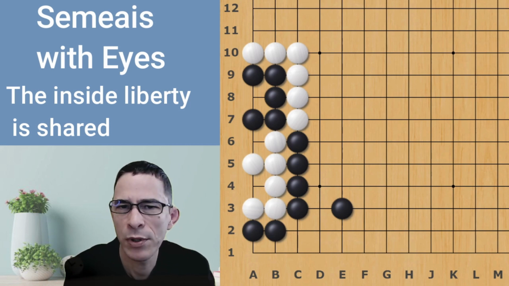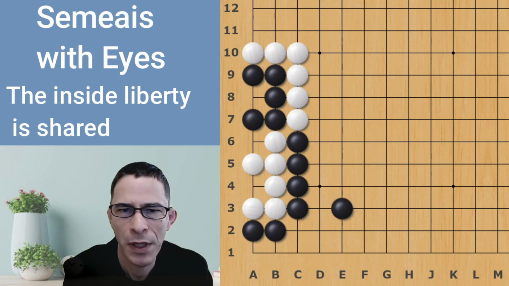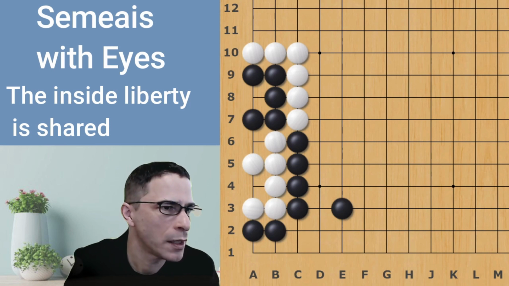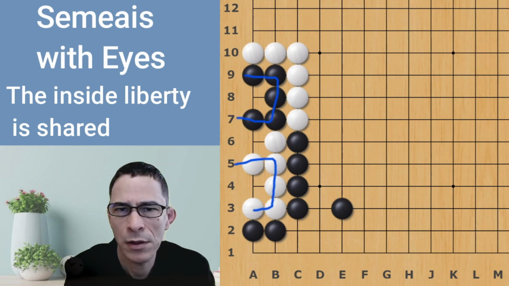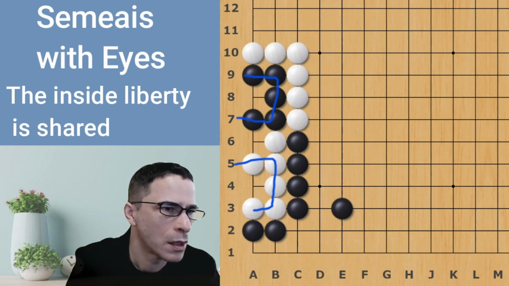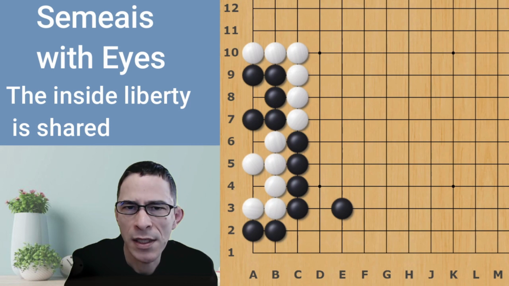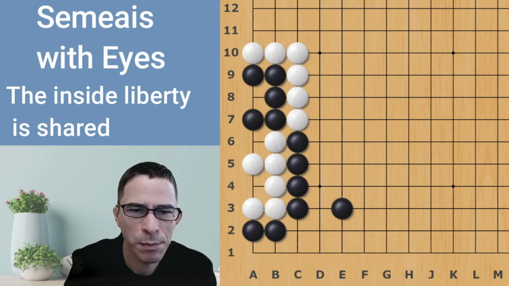In this diagram, both sides have small eyes. So white has an eye here and black has an eye here. For this video about eyes to be relevant, we generally have to have inside liberties to make it work. In this case, the point at A6 is an inside liberty that belongs to both sides. Another way to say that is that no one wants to play this point at A6 because playing there would put yourself in Atari. They don't want to play it.